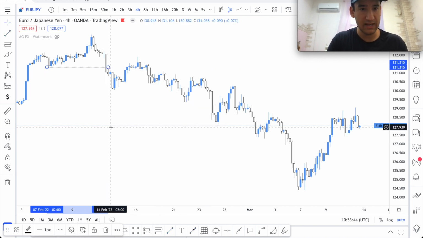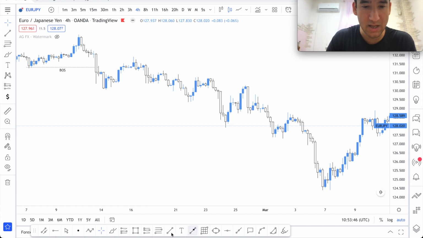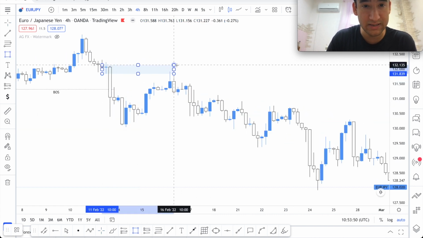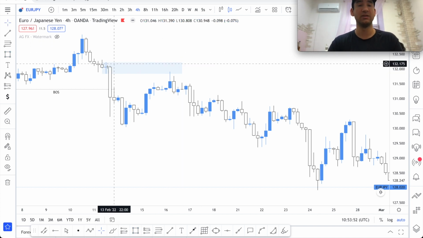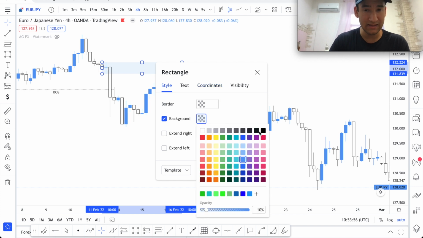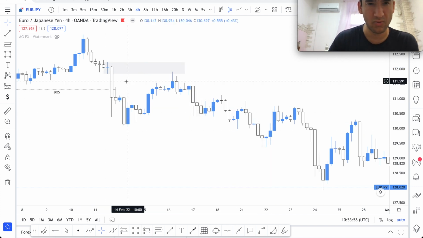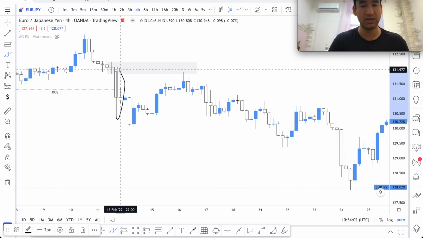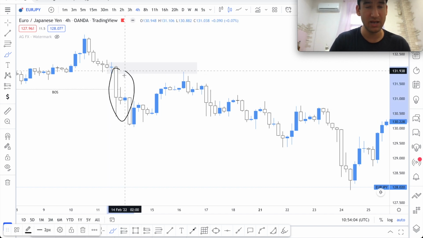Once that break of structure has happened, now we have to see what caused that break of structure to occur. You can clearly see this is the break of structure. This is the area that caused that break of structure. And why is that the area that caused the break of structure? Well, look what's happening clearly. There's a huge extension that has happened right down here.